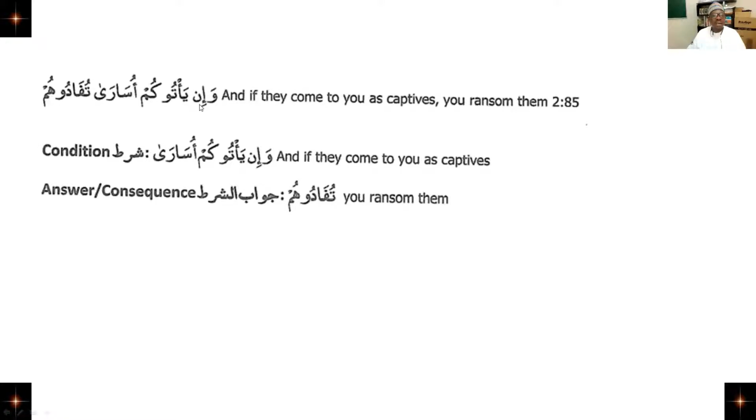Wa in, another in. The moment I see in, I'm looking for two fi'l mudari'. Ya'tukum usara tufaduhum: ya'tukum and tufaduhum. This is the fi'l shart, and this is the jawab shart. It says here wa in ya'tukum usara. Wa is atifa, in is adat shart, ya'tu is fil mudari' majzum, and the sign of jazm here is the dropping of the noon, because normally it is ya'tuna. Kum is maf'ul bihi, and usara is maf'ul hal.